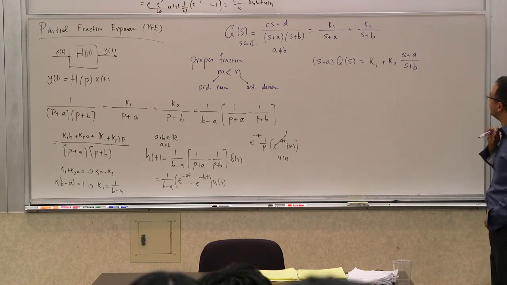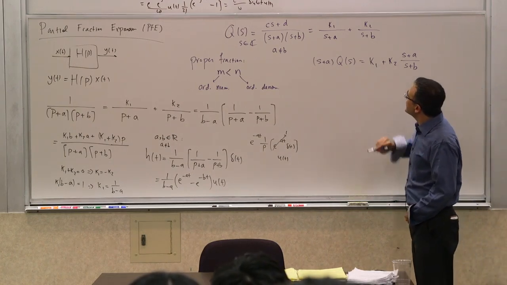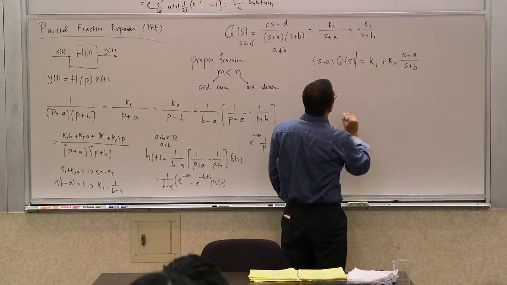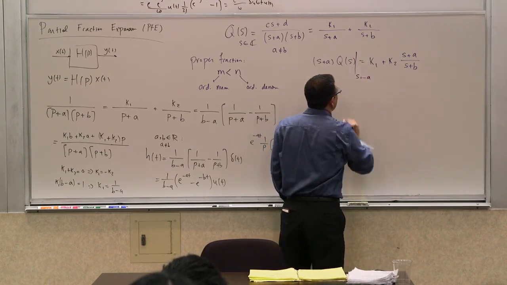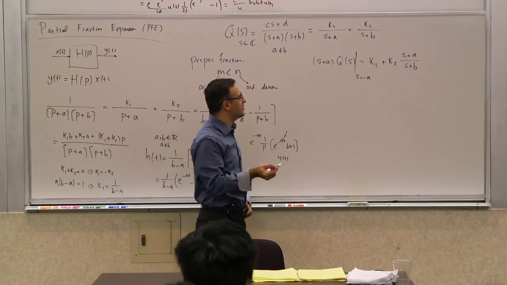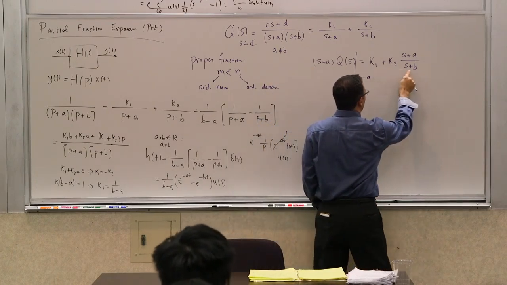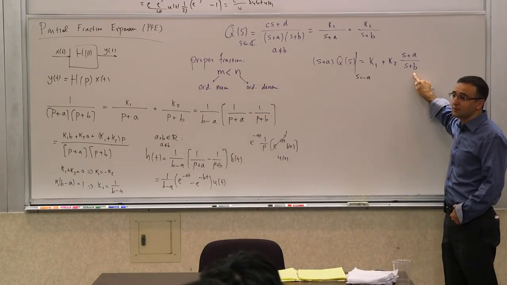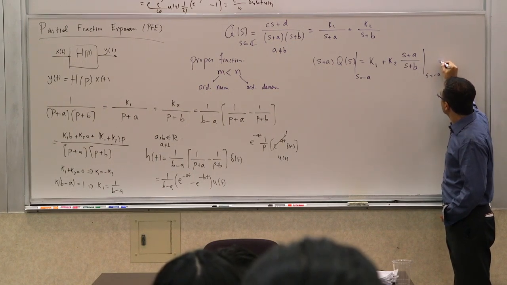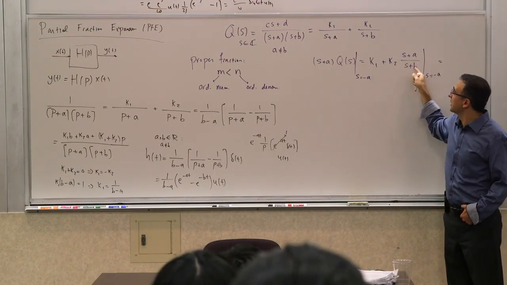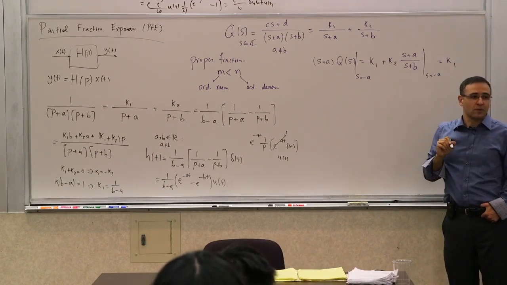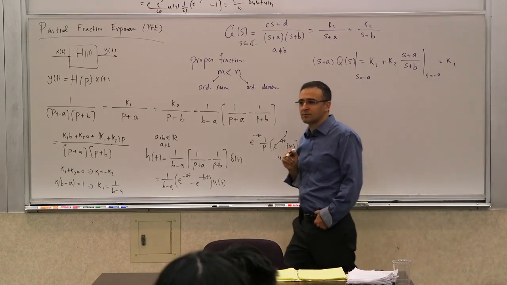All right, thank you. So now if you evaluate this function for S equals negative A, what do you get? Well, essentially it means that you set S to negative A. If you set S to negative A and A and B are not equal, what do you get from the second side? So what is this whole thing going to be? K1, right? So that's a way to calculate K1.